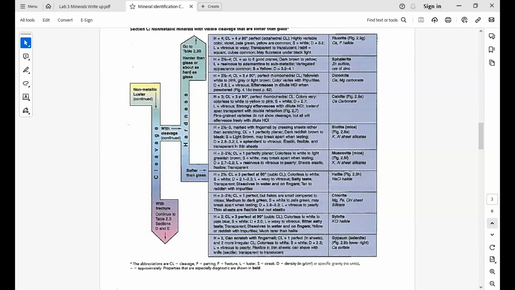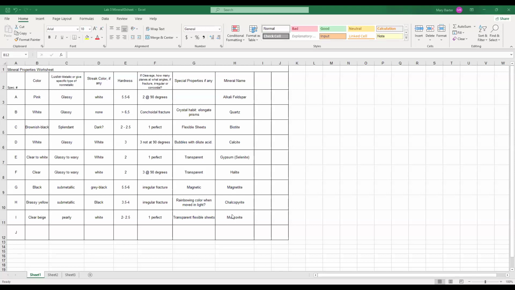Okay. Okay, so there we have our muscovite. And our last specimen is another dark one.